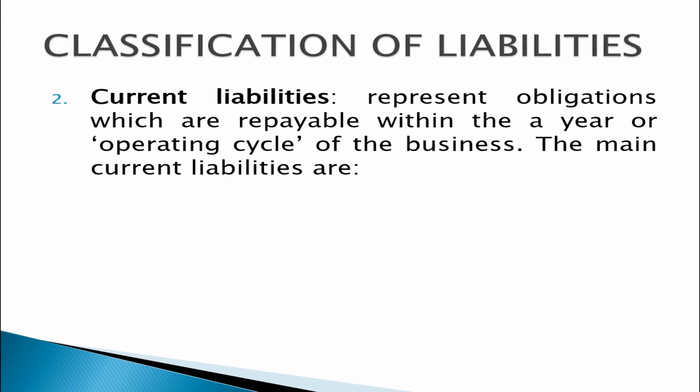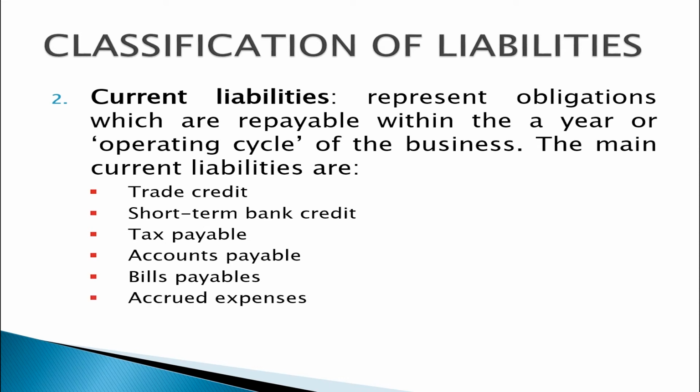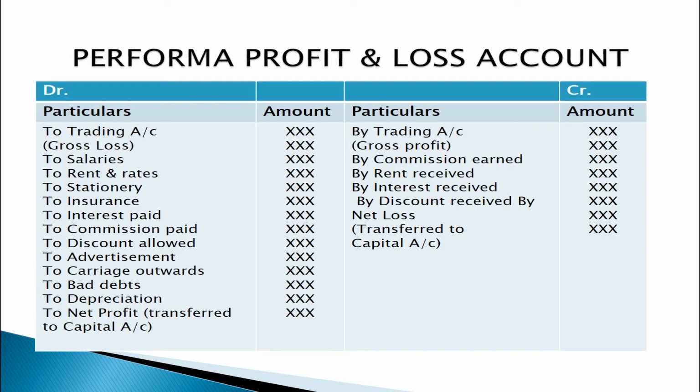Moving on to current liabilities, they represent obligations which are repayable within a year or operating cycle of the business. The main current liabilities are trade credit, short-term bank credit, tax payable, accounts payable, bills payable, accrued expenses, deferred income, etc. Let's have a look at the proforma of P&L account.